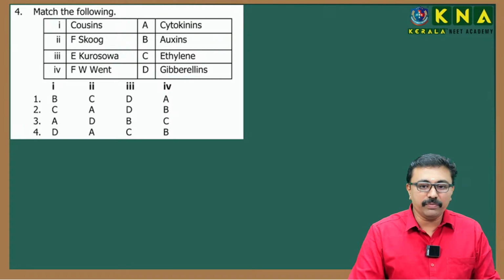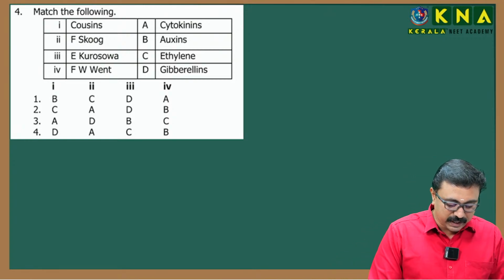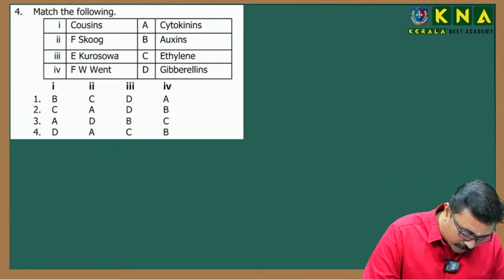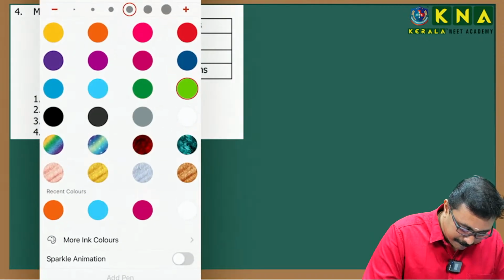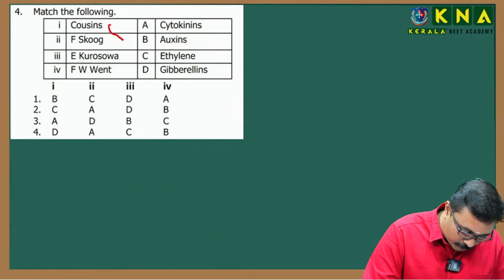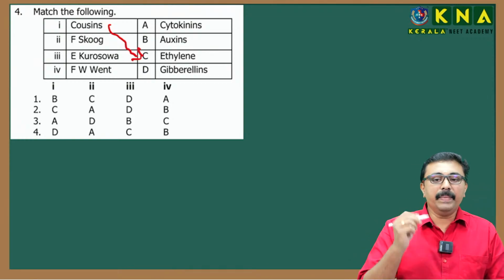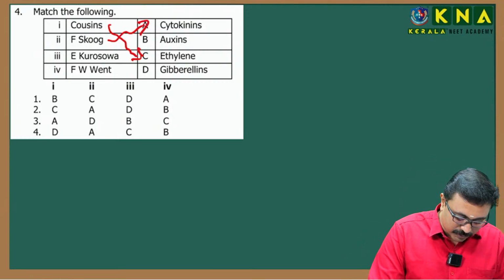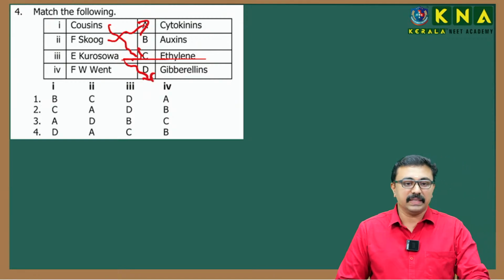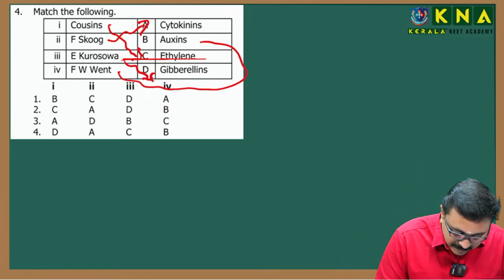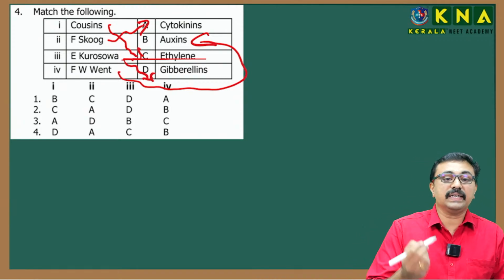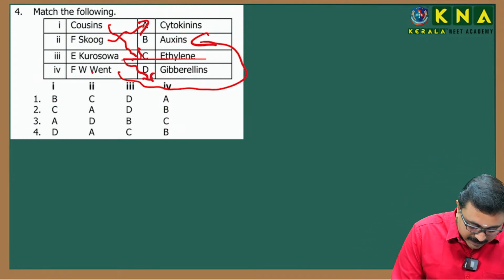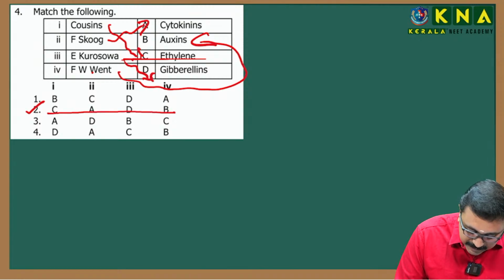Okay, so we are going for the discussion of the answer. So we all know that Cousins discovered which plant hormone? Ethylene. Okay. Miller and Skoog, we understand that it is cytokinins. Then E. Kurosawa, we know that it was gibberellins. Then there is F.W. Went, he isolated auxins. So F.W. Went is related to auxins. So the right answer here is option 2.